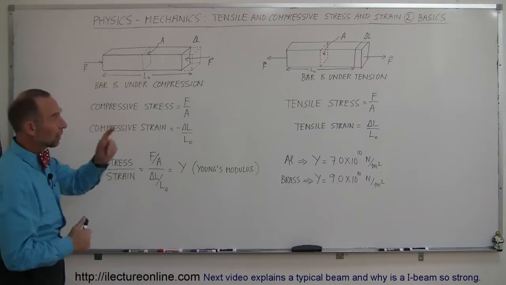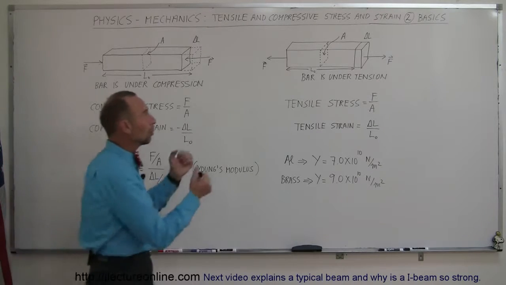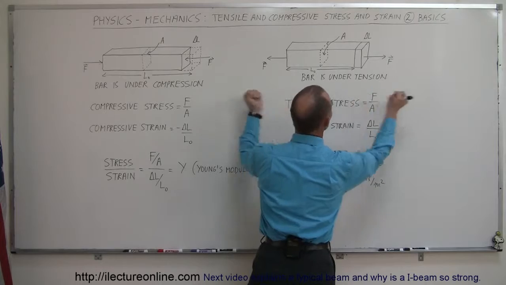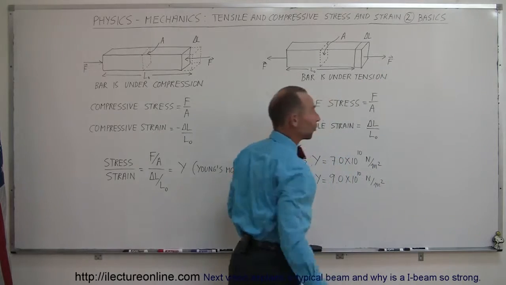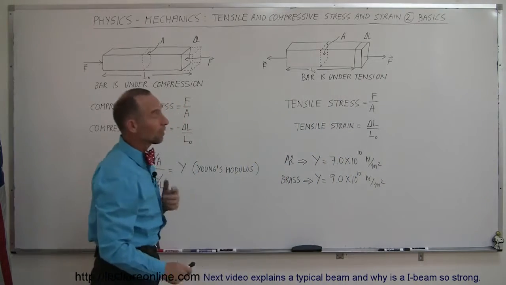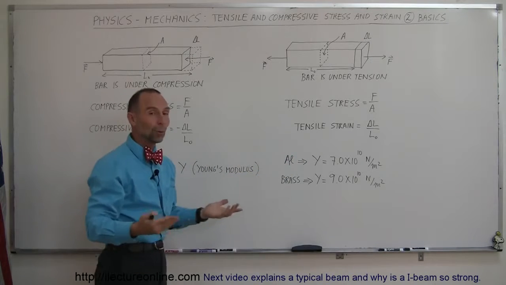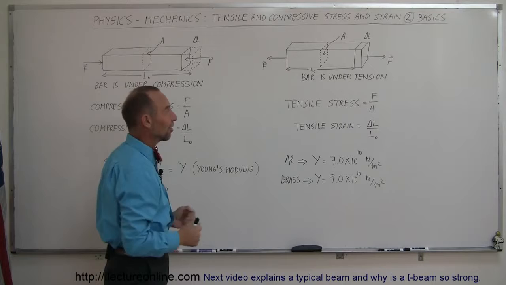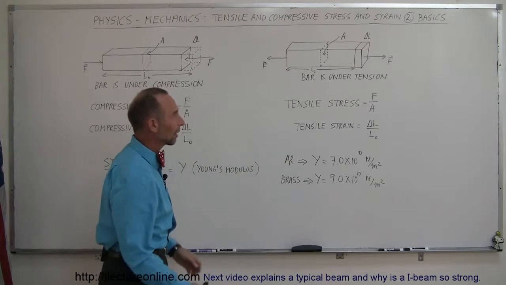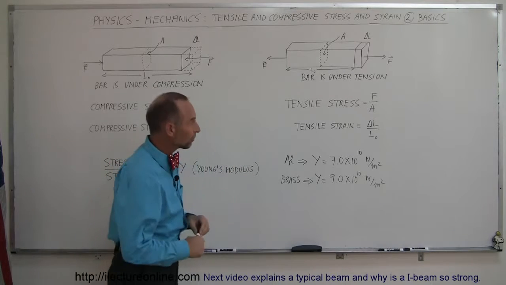Now, let's take a look at our second bar. In this case, we're pulling on the bar, both ends, and pulling apart from each other. Again, those forces have to be equal, Newton's third law, because if one was bigger than the other, the bar would accelerate in one direction or in the other direction. So for the bar to stay stationary, you've got to pull both directions with the same amount of force.